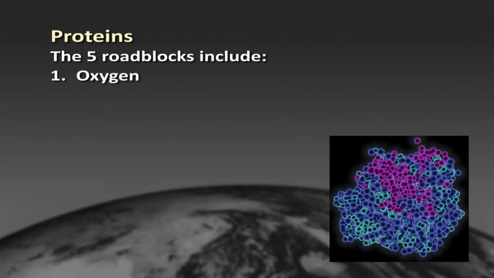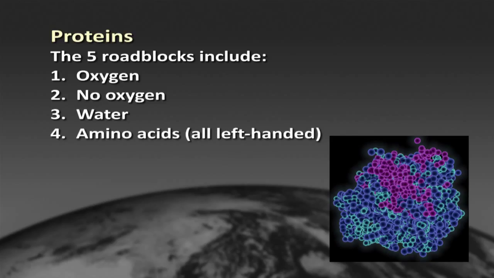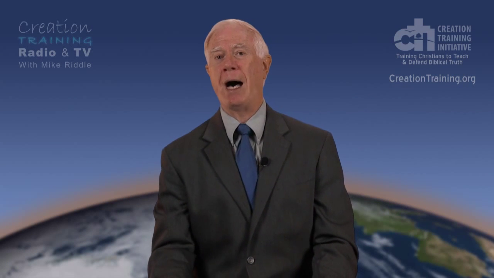Again, they were the problem of oxygen, the problem of no oxygen, the problem of water, the problem of amino acids, they all have to be left-handed, and then the problem of order. So a question now: is it probable, is it even possible that this could happen by naturalistic processes?